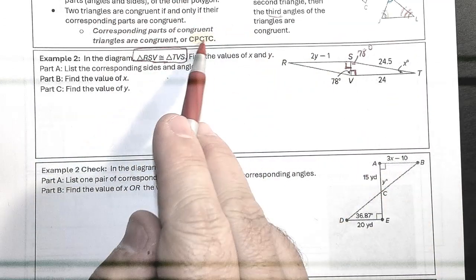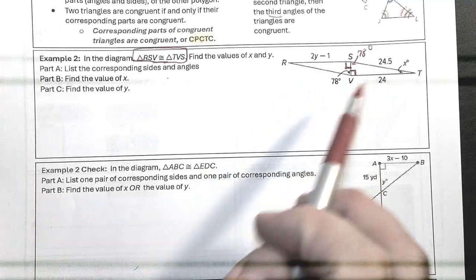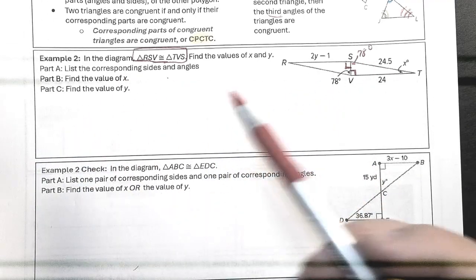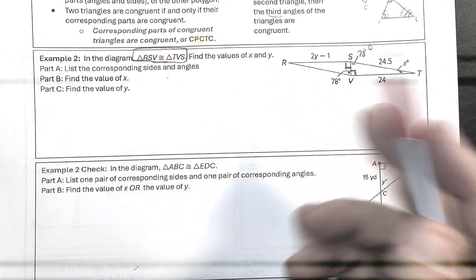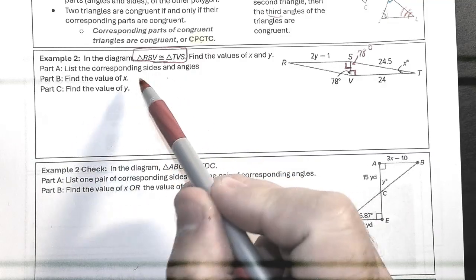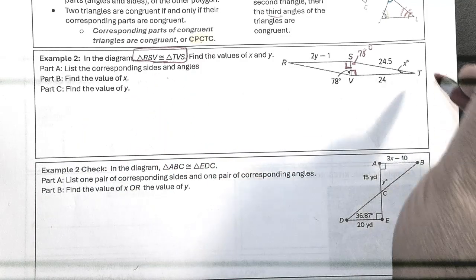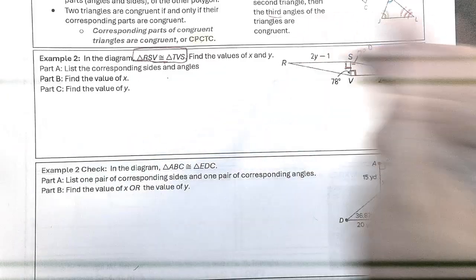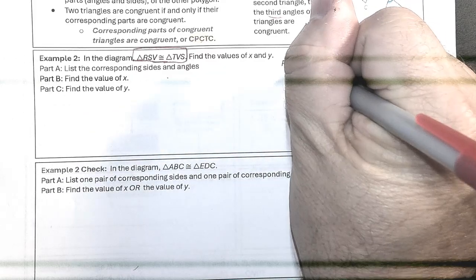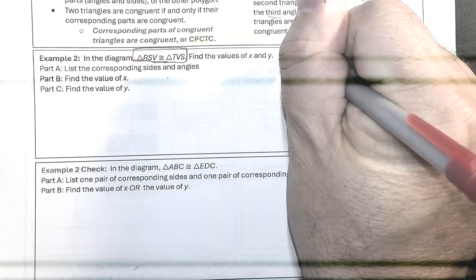So because of CPCTC, we can go ahead and mark this stuff before we even look over here. It also helps with marking corresponding sides and angles, which is the next thing it's going to ask us to do. So angle T is out here. It corresponds with R, so it's x degrees. This one's x degrees.